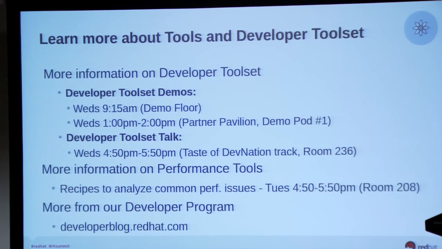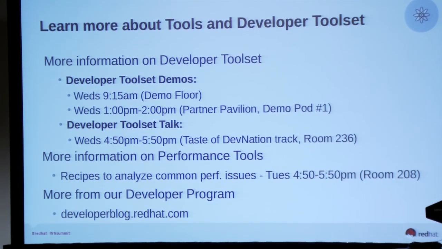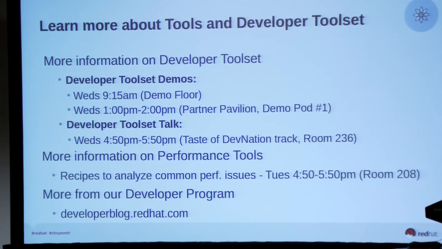All right. I'll be doing a couple of demos tomorrow on the demo floor. So we've got 9:15 a.m. and then again at 1 p.m. at the Red Hat booth. If you'd like to come along and see Developer Toolset, I can show you a demo, talk you through it, show maybe something that's specific to your use case. I'm then doing a longer talk, a deeper dive, tomorrow in room 236 as part of the Taste of DevNation track. And I should emphasize, you don't need to be a DevNation badge holder or attendee to get into that. Anyone who's come to Summit can get into that track. I encourage you to come along and see a demo there as well.